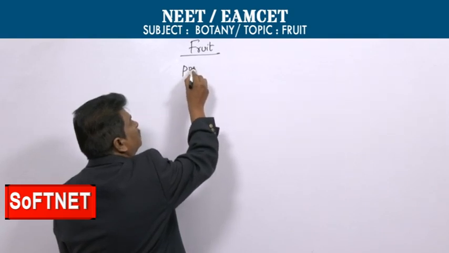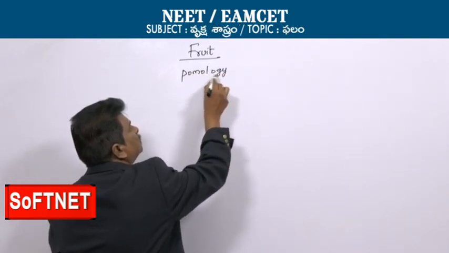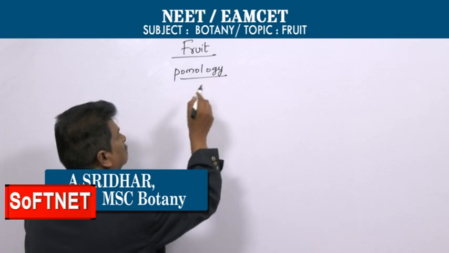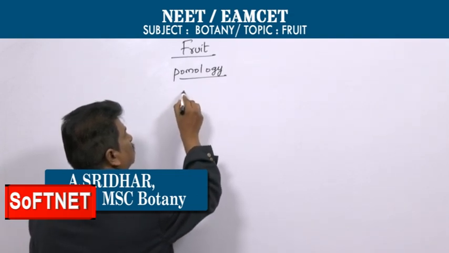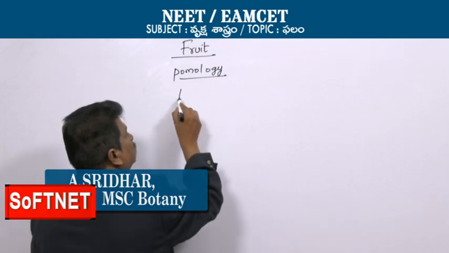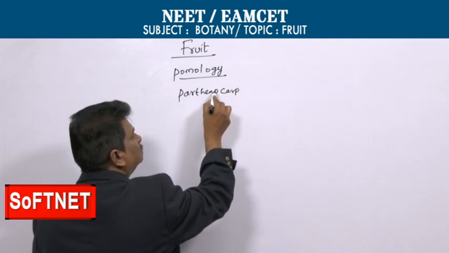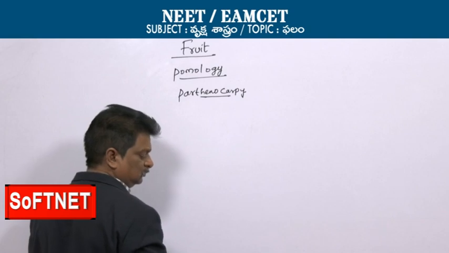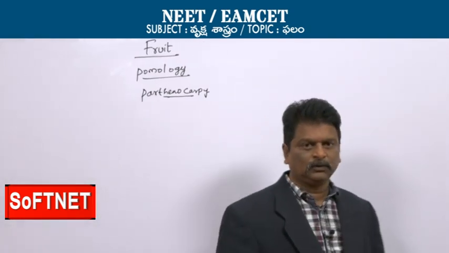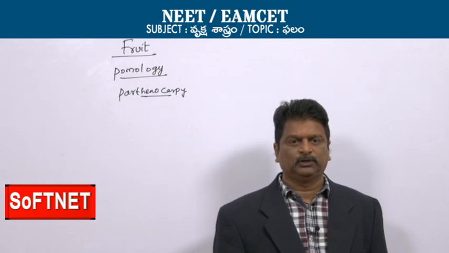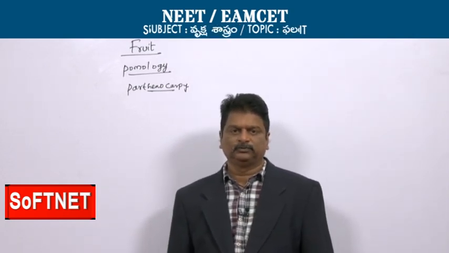The science which deals with the study of fruits is called pomology. Actually, a fertilized ovary is called a fruit, but in some plants, without fertilization, the ovary forms fruit. If without fertilization the ovary forms fruit, it is called parthenocarpy, and such fruits are called parthenocarpic fruits. Generally, parthenocarpic fruits are seedless.